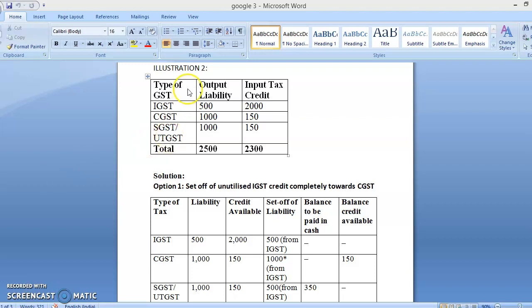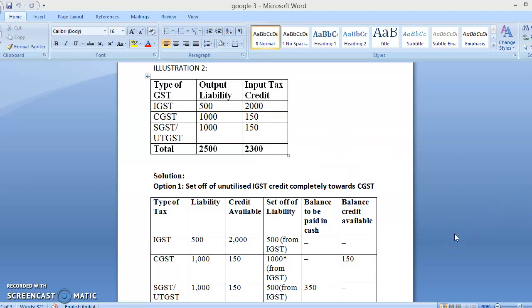In this you can see the type of GST. They have given IGST, CGST and SGST. Output liability IGST 500 but input tax credit available is 2000. CGST output liability is 1000 to be paid. 150 input tax credit is available. SGST need to be paid is 1000 but input tax credit available is 150. Let us see how we can solve this problem.